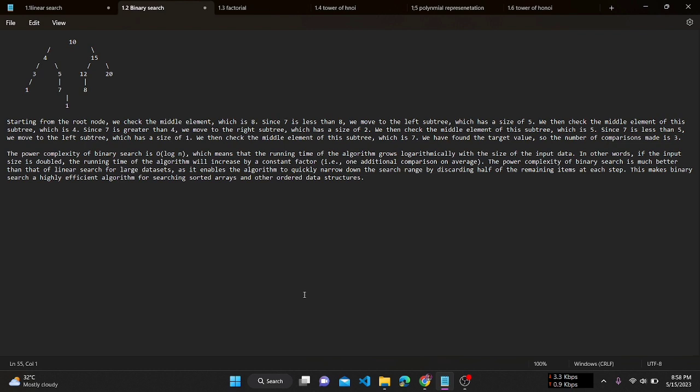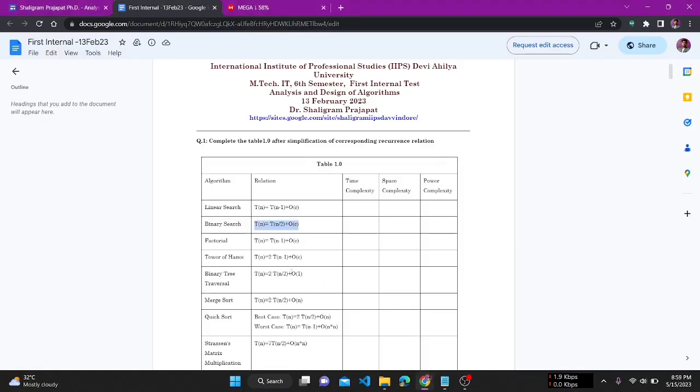The time complexity of the binary search is much better than that of the linear search for large data sets, as it enables the algorithm to quickly narrow down the search range by discarding half of the remaining items at each step. This makes binary search a highly efficient algorithm for searching sorted arrays and other ordered data structures.